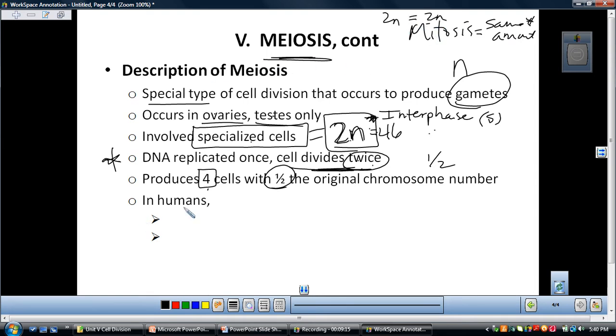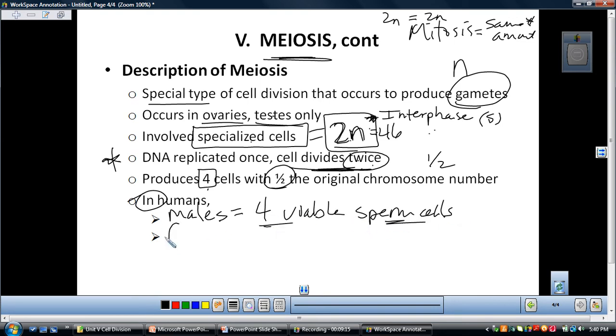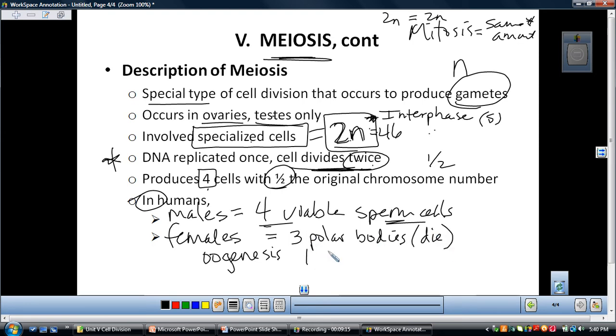That's not this. Okay, in humans, one thing that I want you to know that's very interesting is that males will have four viable sperm cells through this process. All four of those sperm cells survive and are capable of fertilizing the egg. In females, she goes through a special little process called oogenesis, where three of her four sex cells are called polar bodies, and they actually do not make it in most cases, unless you're talking about twins or triplets, etc. Three of them are polar bodies and die, and one of them survives and becomes the living egg cell.